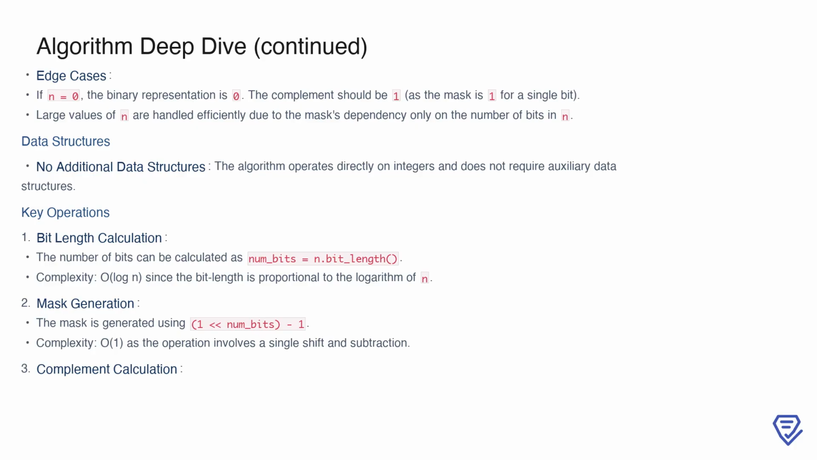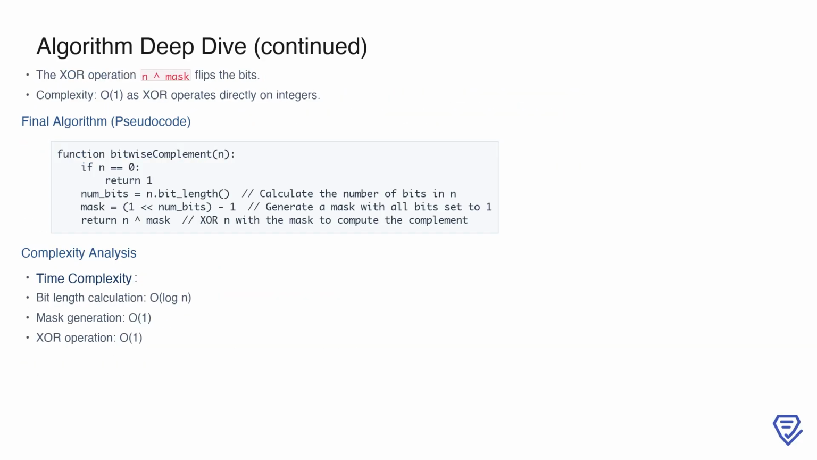Generating the mask using the formula 1 << number_bits, minus 1, is a constant time operation, as it involves only a single shift and subtraction. The XOR operation, which computes the complement of n by flipping its bits, is also a constant time operation since it works directly on the binary representation of the integer.